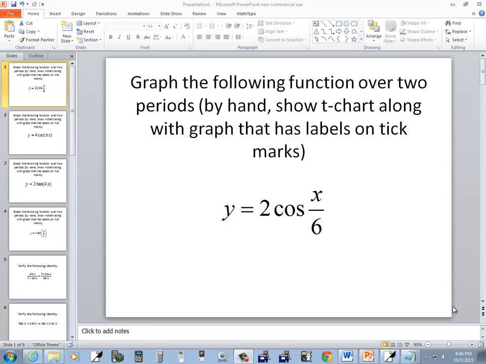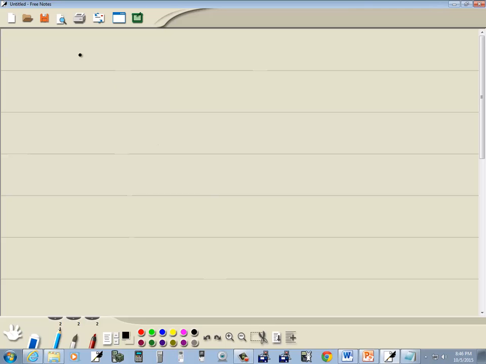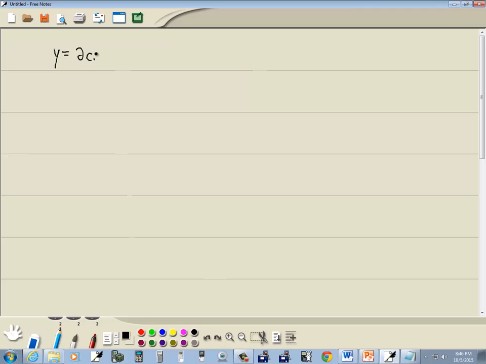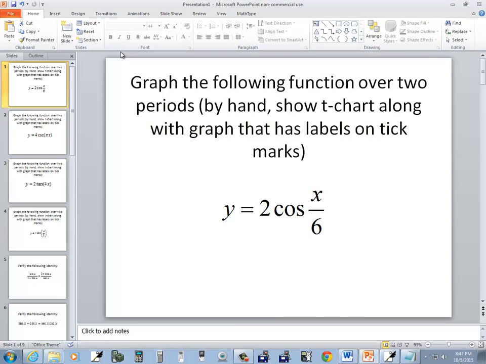Let's take a look at this problem. We're going to graph the following function over 2 periods by hand and show the t-chart along with the graph that has labels on tick marks. So we have y is equal to 2 cosine, and that says x over 6.